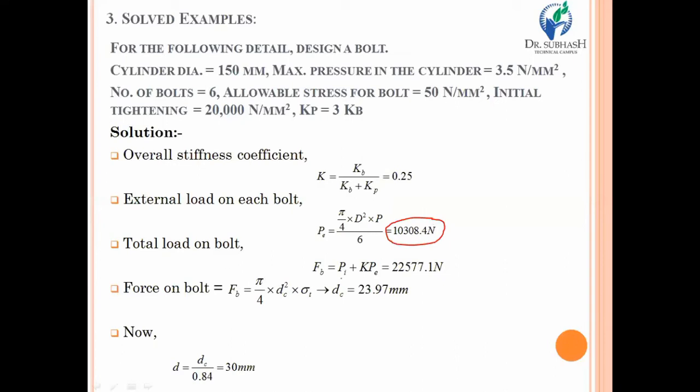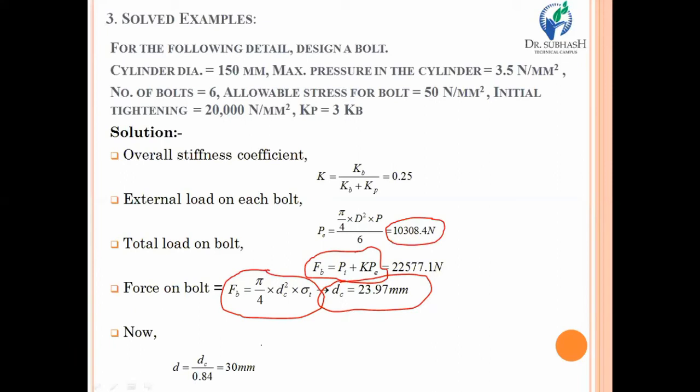Now, the total load on the bolt that we have already discussed in the previous slide will become FB is equal to PI plus KPE. By putting the relevant values, you have the total load on the bolt equal to 22,577.1 Newton. Now, the force on the bolt is very easy to calculate. Once again, from the stress and force relation, you can easily calculate force on bolt is equal to area into tensile stress. So by putting the relevant values, you will have the core diameter of the threaded portion, and that is equal to 23.97 mm.